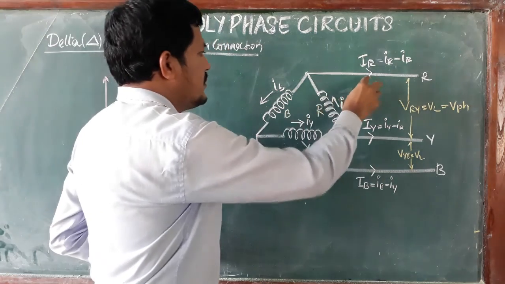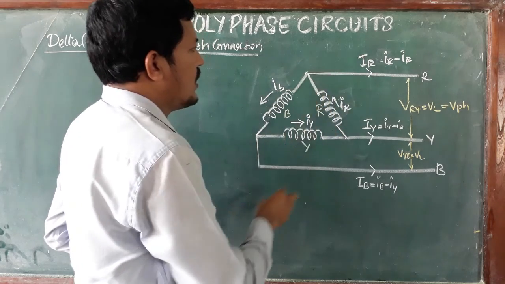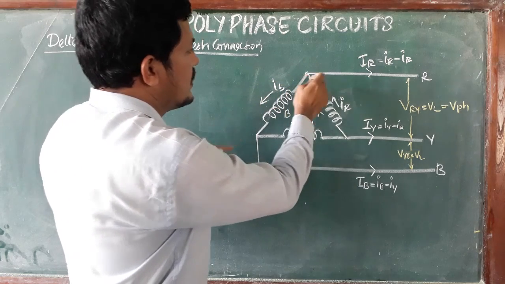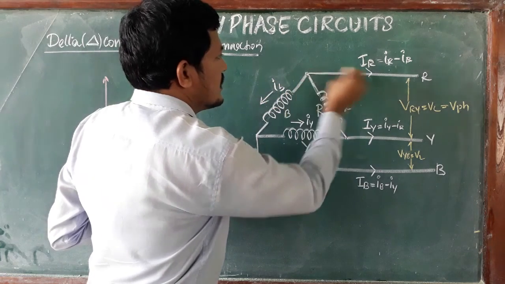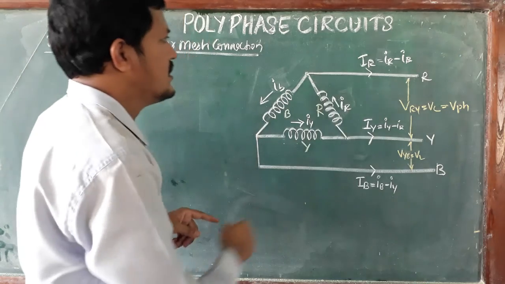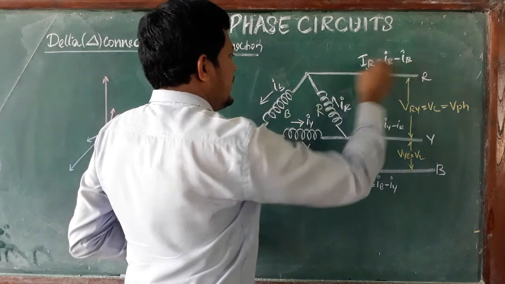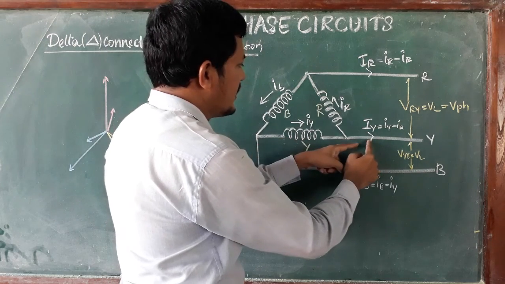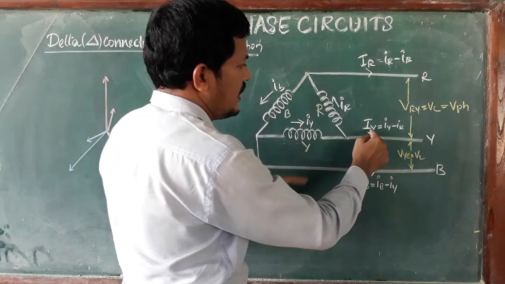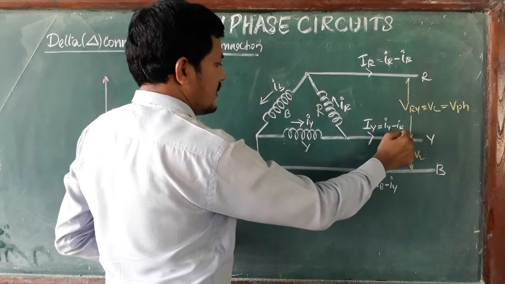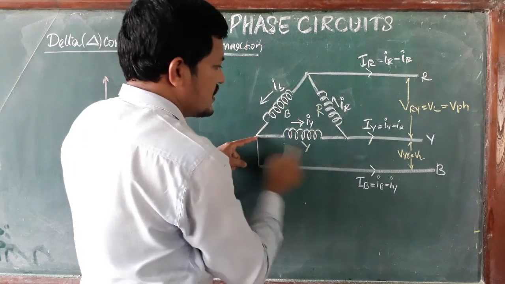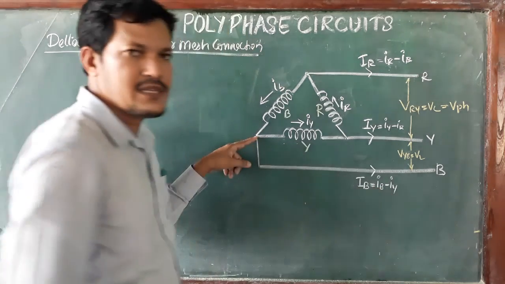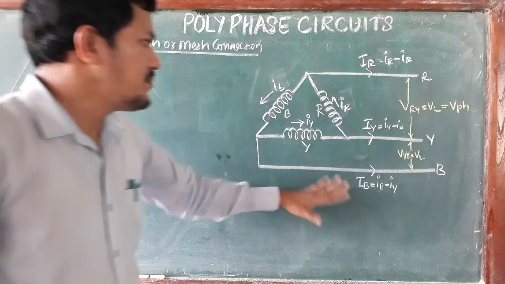So here, using Ohm's law, IR is incoming, IB is outgoing. So the total line current at this node, capital IR, means IR minus IB. Similarly, IY is the incoming current and IR is the outgoing current. So IY equal to IY minus IR. And the third one, IB is the incoming and IY is the outgoing. So IB equal to IB minus IY. So using Ohm's law we draw.